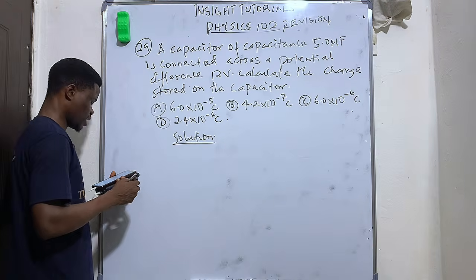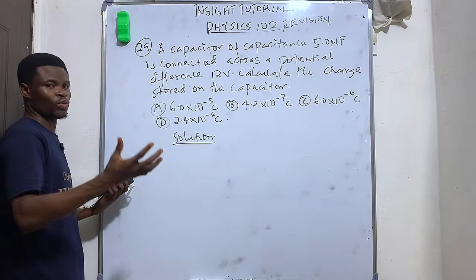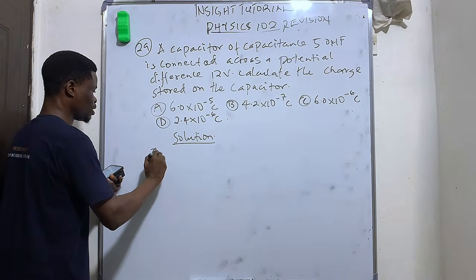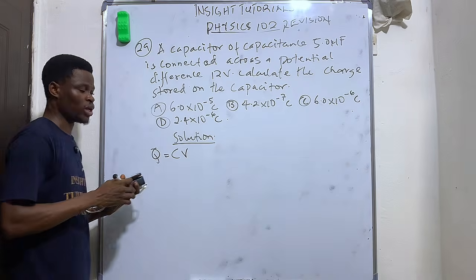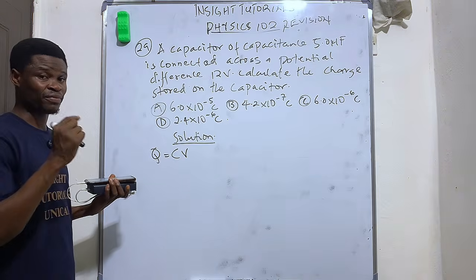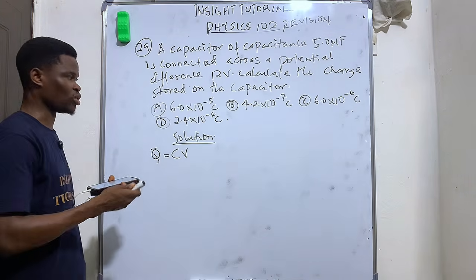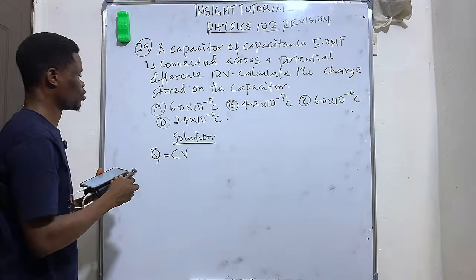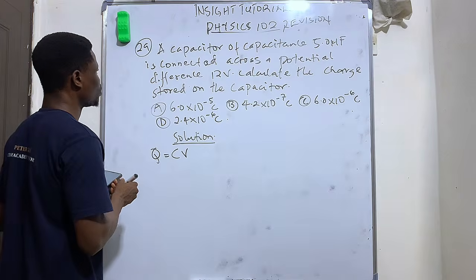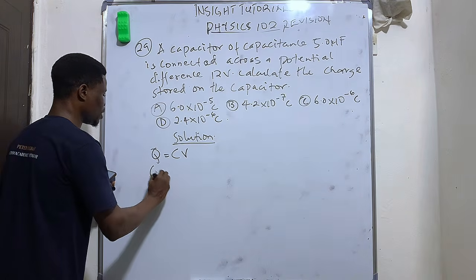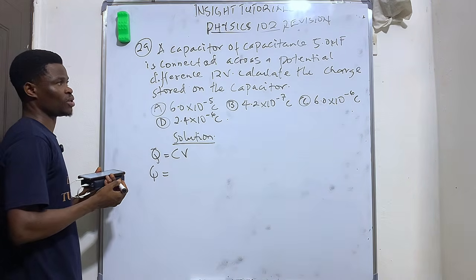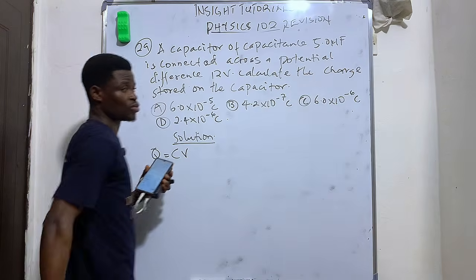To solve this question, we'll need a formula that connects the charge with our capacitance and our potential difference V. So the charge is equal to CV, where Q is the charge measured in coulomb, C is the capacitance measured in farads, and V is the potential difference measured in volts. From our question, we are told to find the charge stored on the capacitor. Very simple question. So we'll say that our charge is equal to, what is our capacitance? 5 microfarad. But before we input that, we have to convert this microfarad into farad.